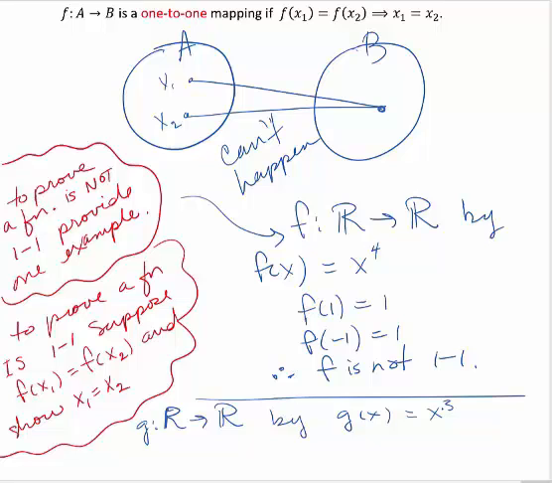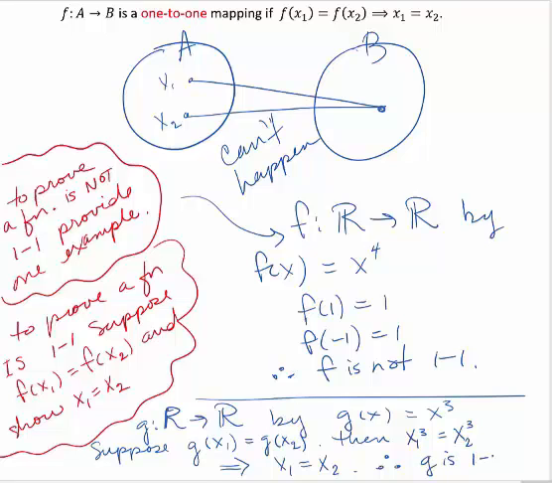But how we show it algebraically is, suppose g of x1 is equal to g of x2. Then x1 cubed is equal to x2 cubed. And we know that we can take the cube root of both sides. This implies that x1 is equal to x2. We can conclude, therefore, g is one-to-one.